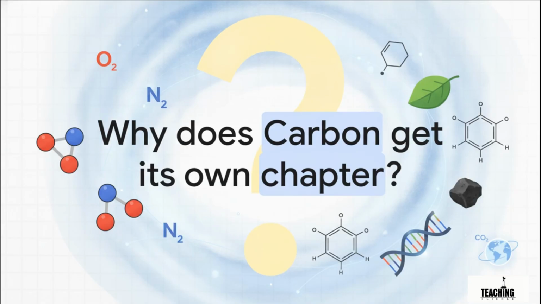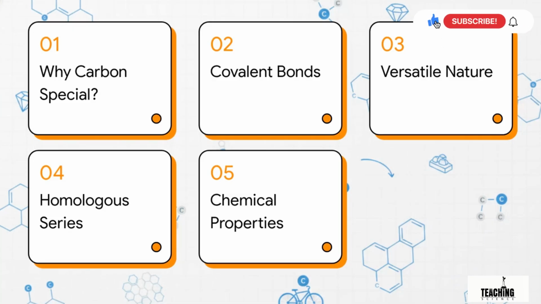Seriously, think about this for a second. We don't have a whole chapter just for nitrogen or oxygen, but carbon, an element that makes up a tiny, almost invisible 0.02% of the Earth's crust and just 0.03% of the atmosphere as carbon dioxide, it gets the spotlight. Why does this one mystery element basically dictate everything about life on Earth? Let's find out together. Here is our quick roadmap for today's explainer.